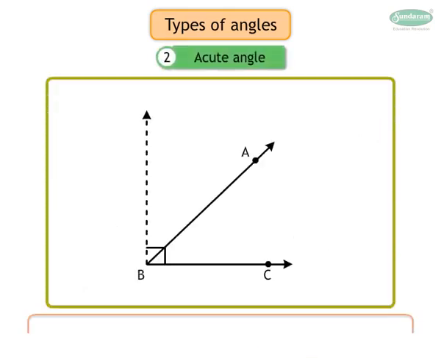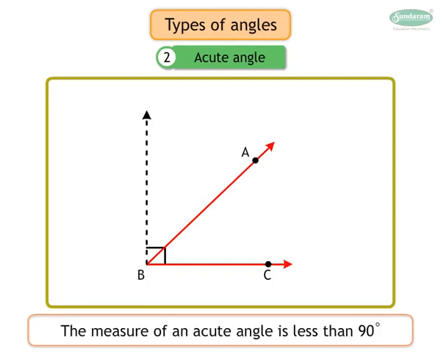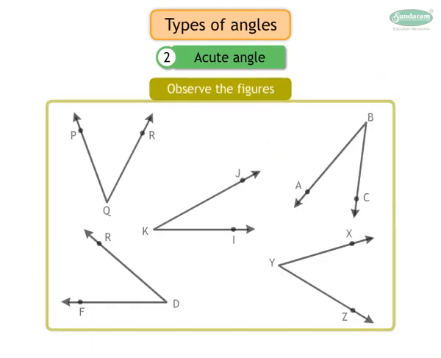Number 2. Acute angle. Angle ABC is smaller than a right angle. Angle ABC is an acute angle. The measure of an acute angle is less than 90 degrees. Now, observe the figures given on the screen. They all are acute angles.